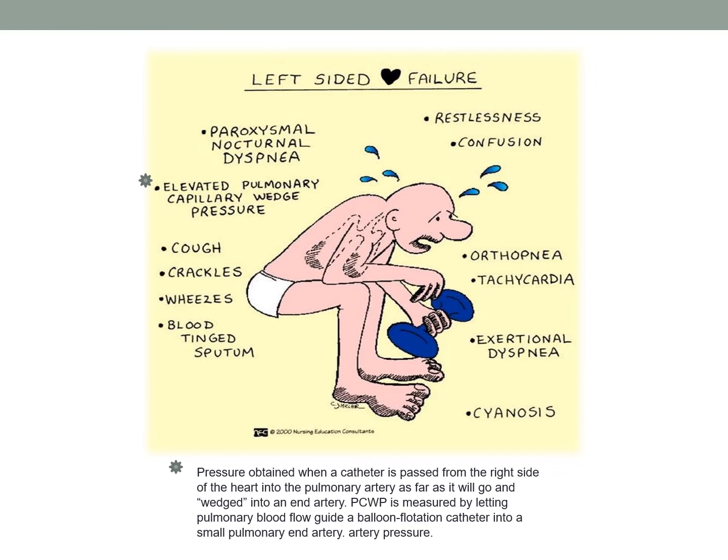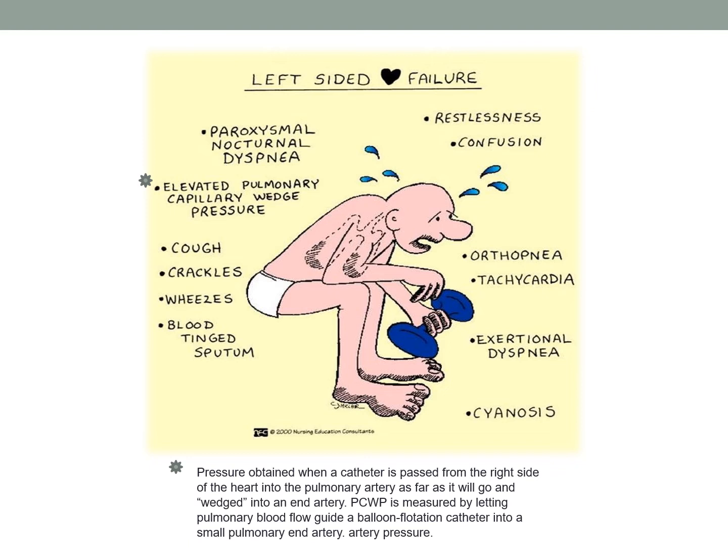They're having the crackles, the wet sounding cough, the wheezes, they can't sleep laying flat. They have to sleep up on pillows, the tachycardia, the restlessness, cyanosis, the blood-tinged sputum. We'll call these patients, they have frothy sputum, blood-tinged sputum. Left-sided heart failure, you have to understand the symptoms, okay?